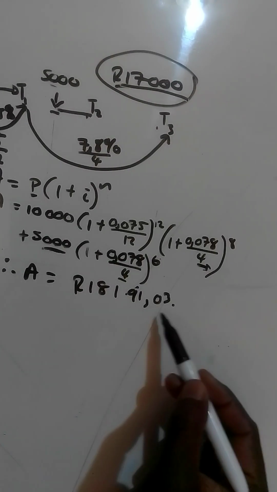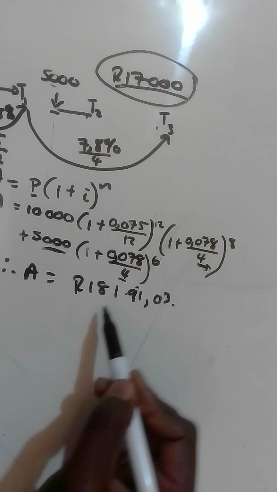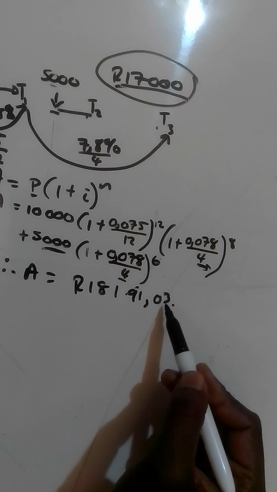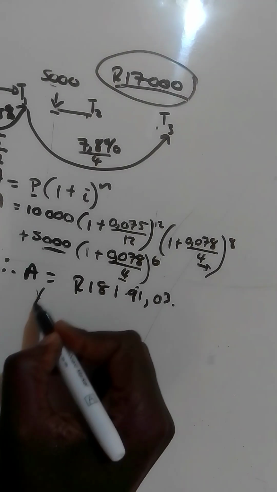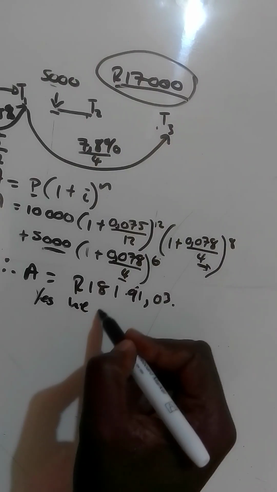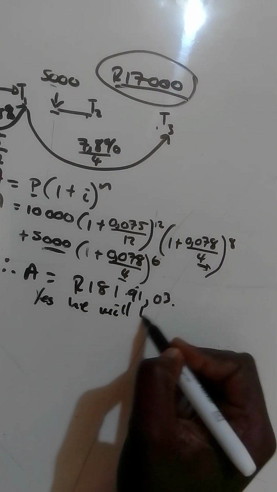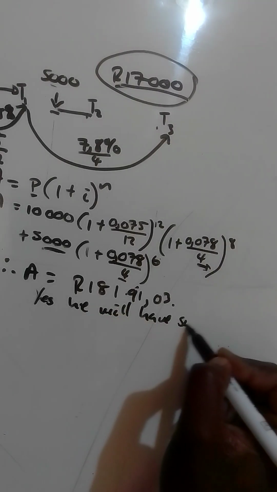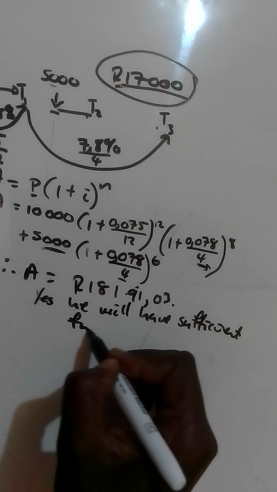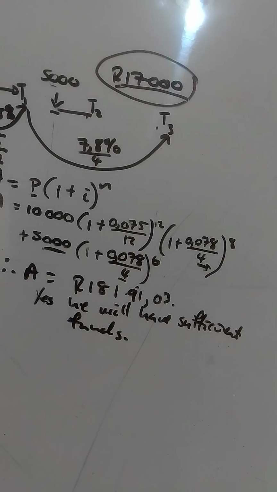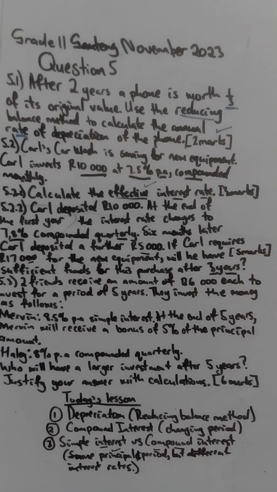But actually Cow made more than 17,000. He got 18,191 rands 3 cents. So you then answer, yes, you will have sufficient funds. And just like that, you have answered the question, right? So let's go to the next question.